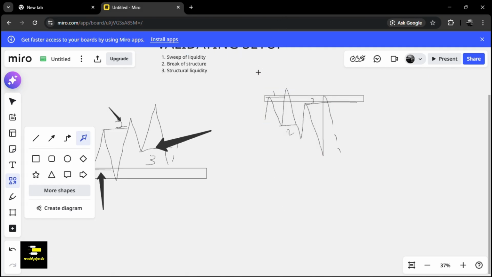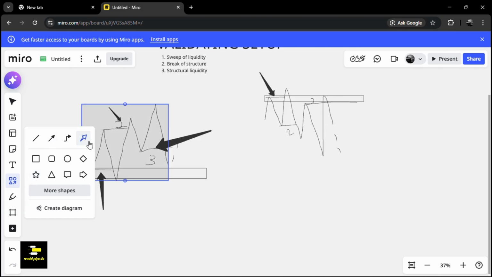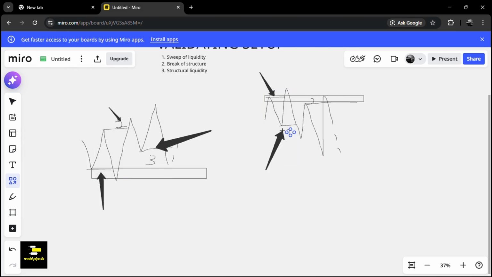Number one, a sweep of liquidity. Number two, oh boy, number two, break of structure right here. And finally, number three, structural liquidity here. I took my time to explain this with diagrams and illustrations so that you will get it. I didn't want to bore you with long speech and all that. A pictorial something, a practical something, will help communicate the understanding.